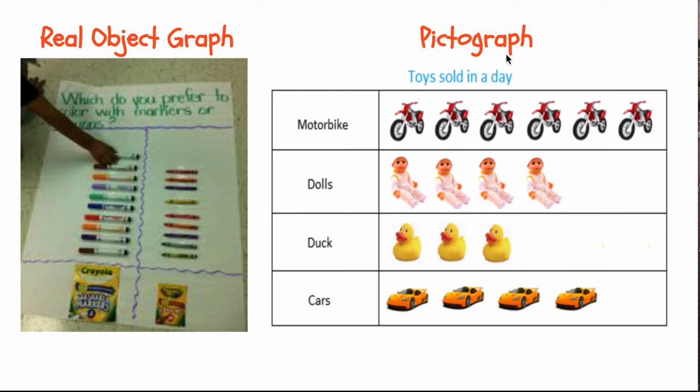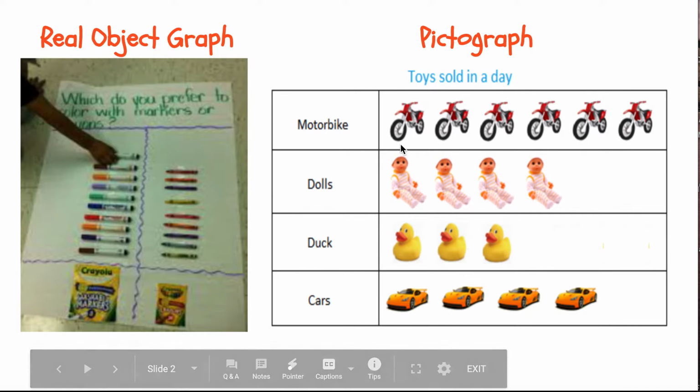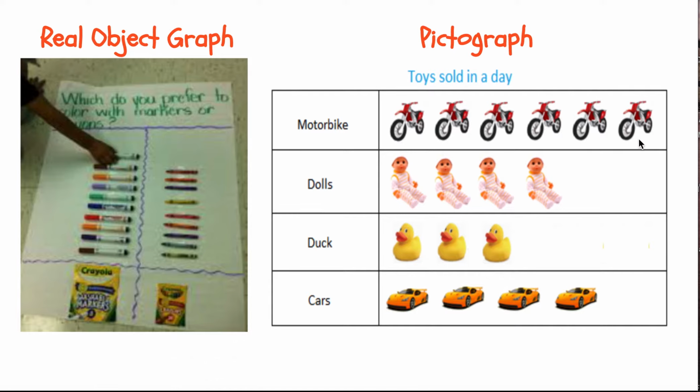We were also introduced to pictographs. We learned that pictographs are graphs that are represented with pictures. We have a label. The label here is the word motorbike, and the label actually tells you what the picture is about. Here is a pictograph of toys sold in a day. When we compare and we look at the number of motorbikes and the number of dolls, the number of ducks, and the number of cars, you can clearly see that more motorbikes were sold in a day than any other toy.